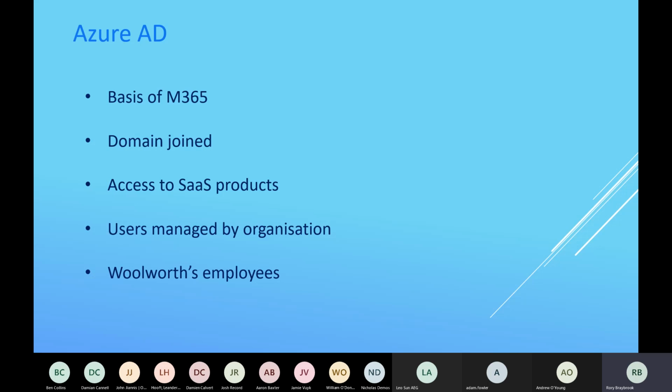Okay, so let's just try and distinguish between the three. Azure AD is obviously the basis of M365. A lot of people don't realize that, but if you've got M365 underneath it, you've got Azure AD. Obviously, it's mainly for domain joined accounts for a company. It's got tons of access to SaaS products. I think in the marketplace at the moment, there's over 3,500 SaaS products you can use. The users are managed by that organization. So the organization onboards, offboards, and whatever. For example, if we use Woolworths as an example, in Azure AD, typically you'd have Woolworths employees.